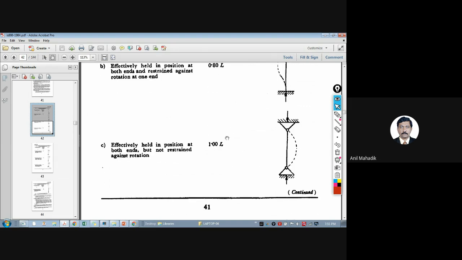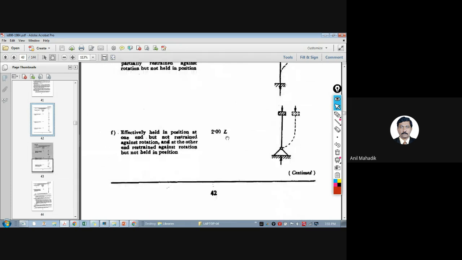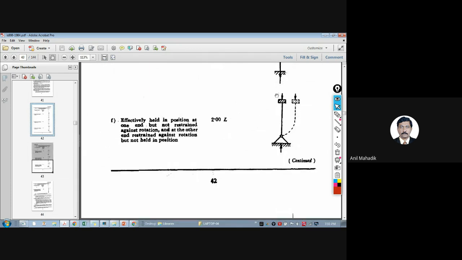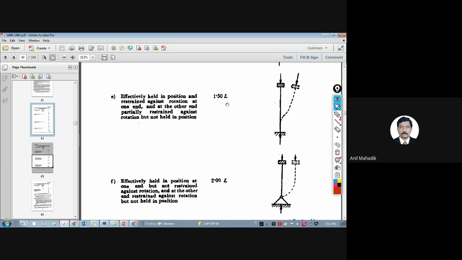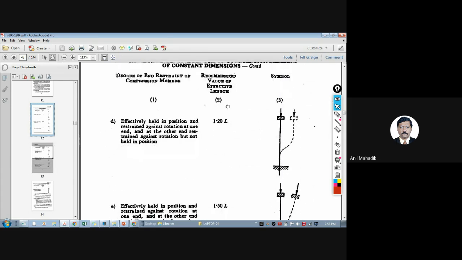So we have seen that already. If it is a cantilever, then it is 2 times L. If this is a free end, we can say, and if it is a hinge, then it is 2L. If it is fixed, so there are different conditions given here. We get it from the IS code.